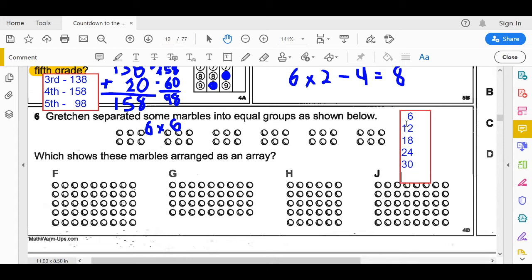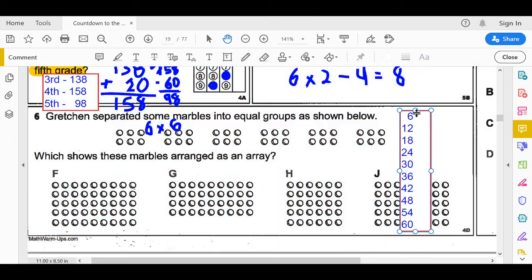30. 36 is the next number. 42. 48. 54 and 60. Okay, just going to get to my question there.